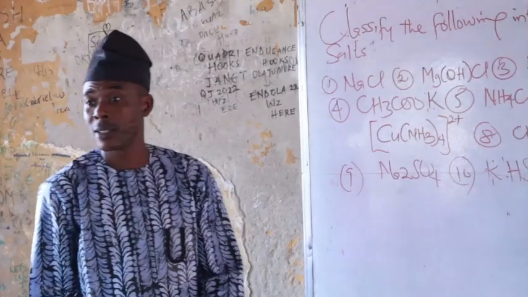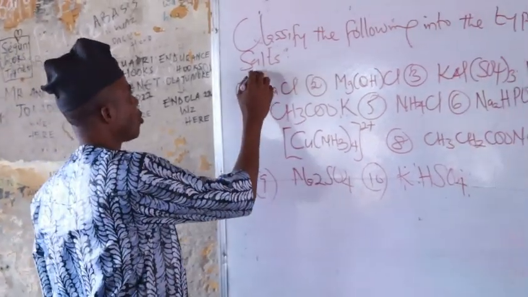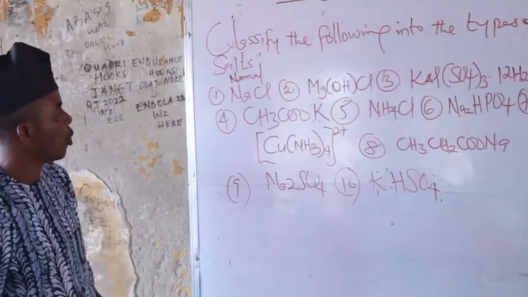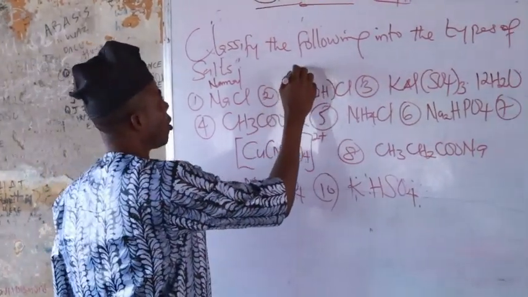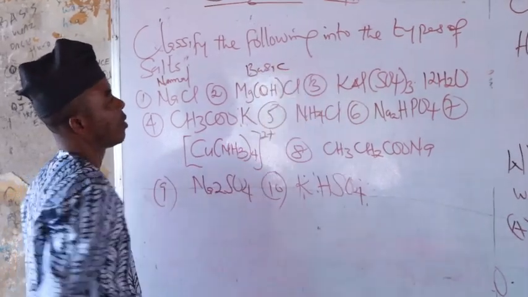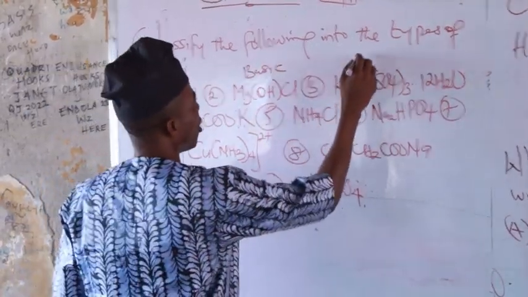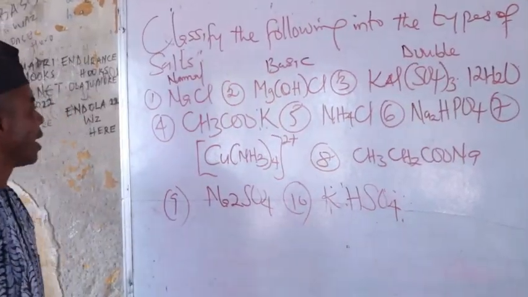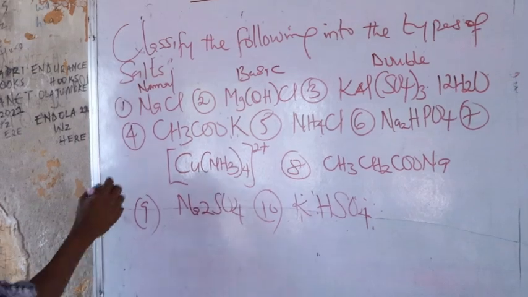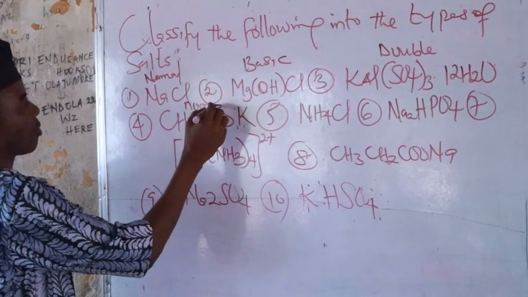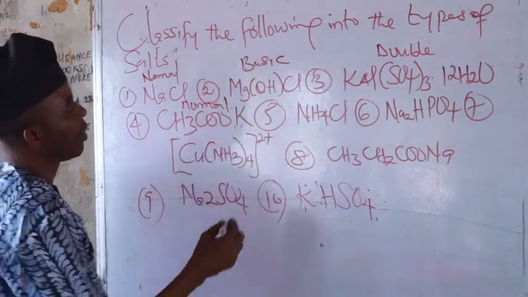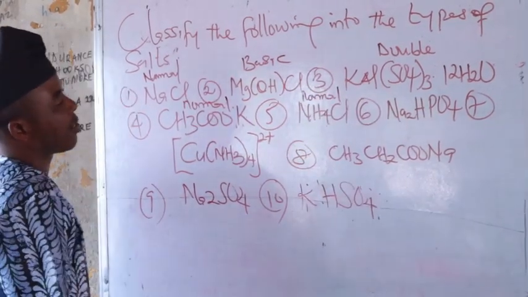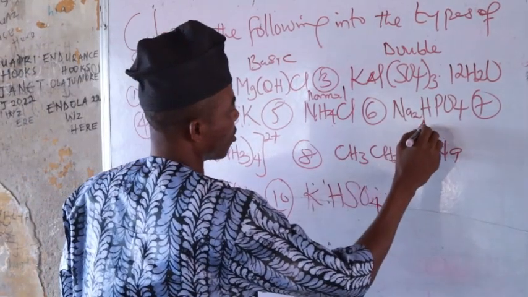Sodium chloride. It is what? Normal salt. Then 2, basic salt. That is okay. Third one, soluble salt. That is also right. Then number 4, normal salt. Yes, normal salt. Then number 5, also normal salt. Then number 6, acid salt.